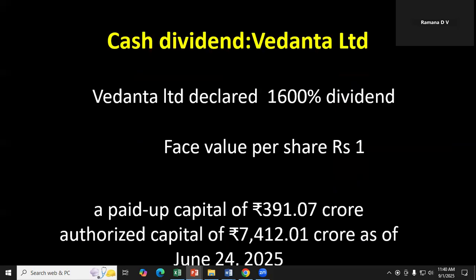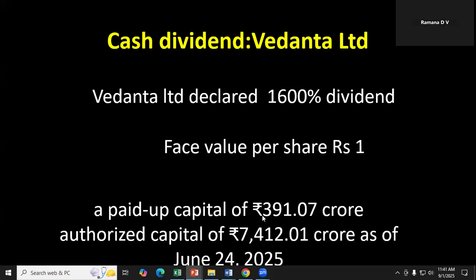the financial statements. Now let us see the dividends of some Indian companies, companies which have paid high dividends in the last few years. One of them is Vedanta Limited. And Vedanta Limited is a subsidiary of Vedanta Resources, which is a UK-based company. And in 2025, Vedanta Limited declared 1600% dividend. The face value is 1. The paid up capital is 391 crore.